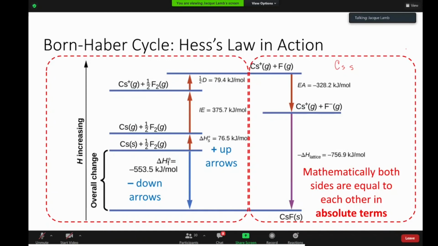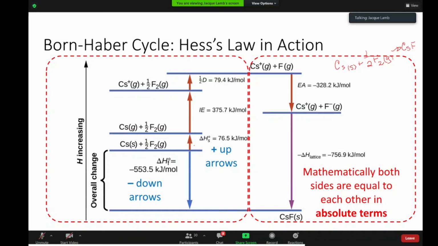The lattice energy is the last step. So let's see what we have to do. The first thing that we have to do is vaporize our solid. We have to take our cesium solid and turn it into cesium gas, so we can measure the energy that it takes to break the attraction between cesium atoms.